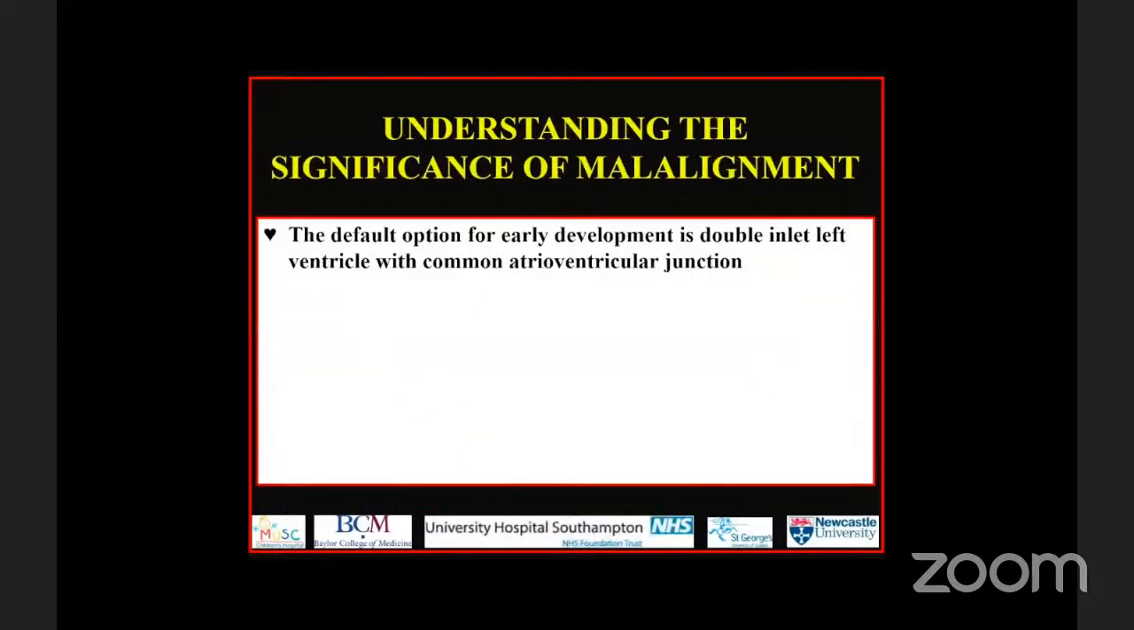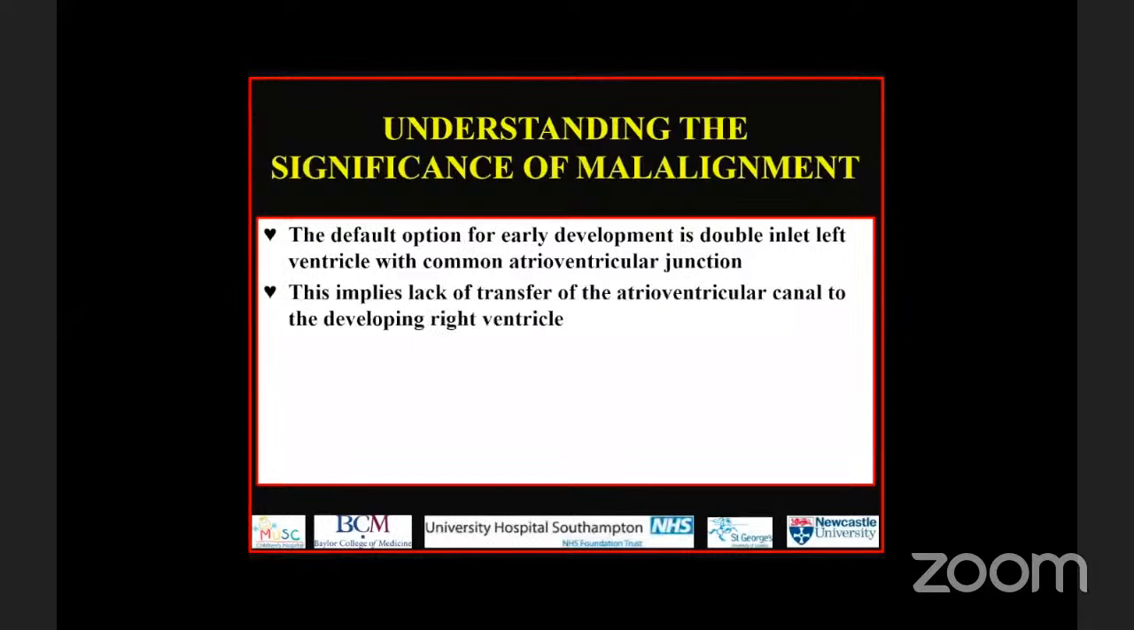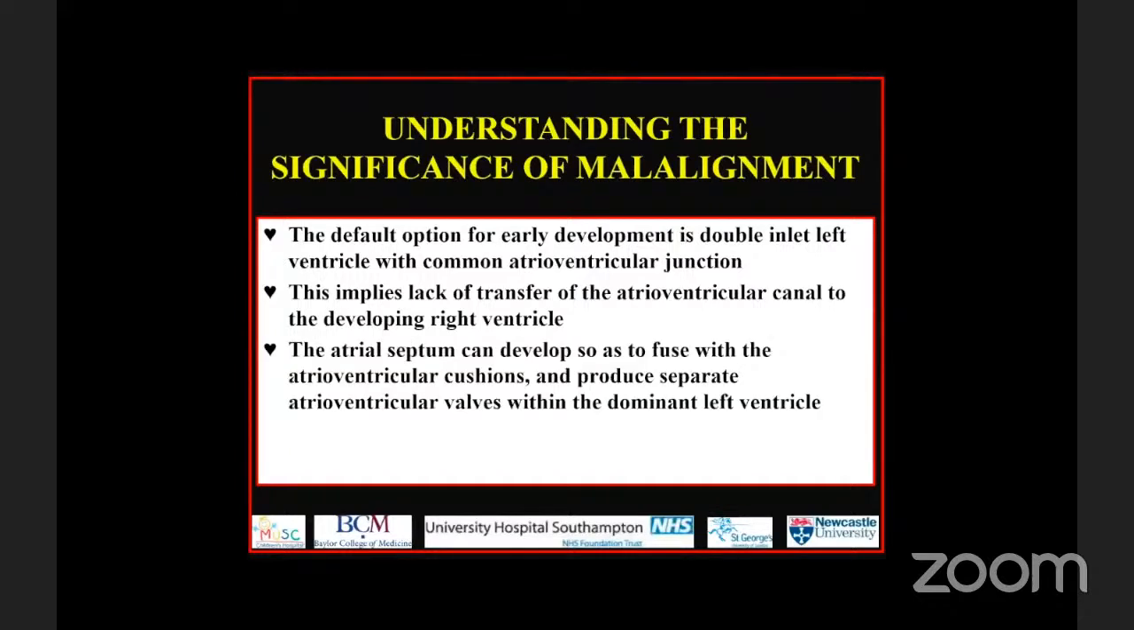So what we can say is that at this stage we have double inlet left ventricle through a common atrioventricular junction. And we would have that because there has been no transfer of the atrioventricular canal to the developing right ventricle. Now here's where we come across malalignment.